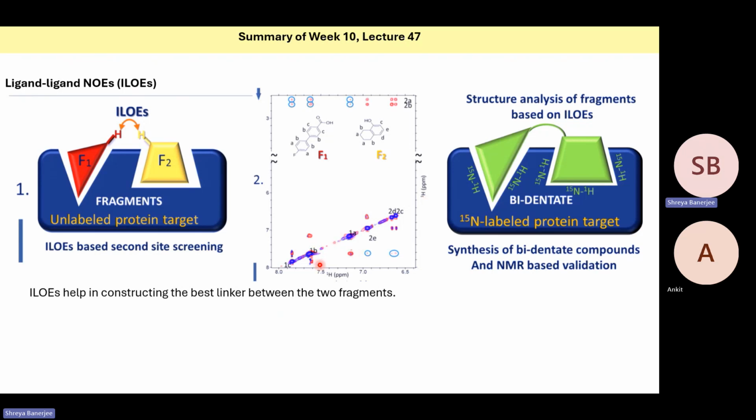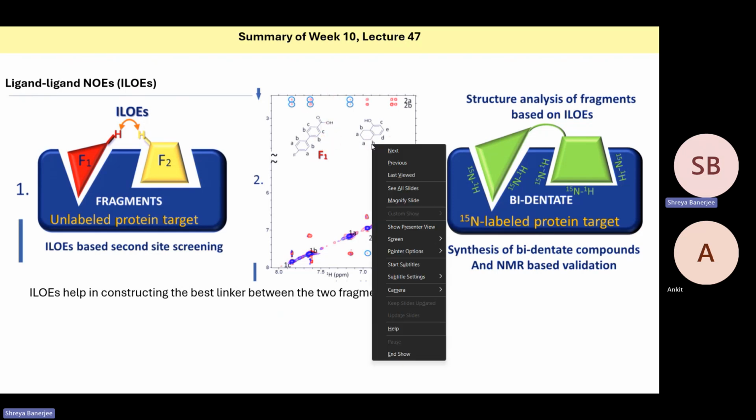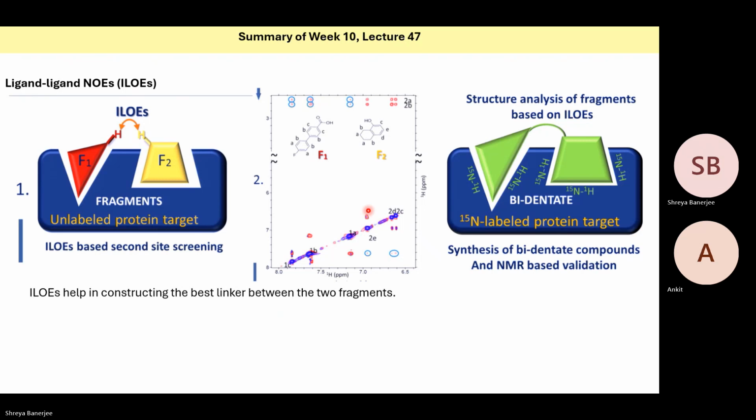In this case, you can see that you have labeled the hydrogens on fragment 1 as A, B and so on, and similarly for fragment 2. So if you can see that, suppose in this case 2A and 2B.